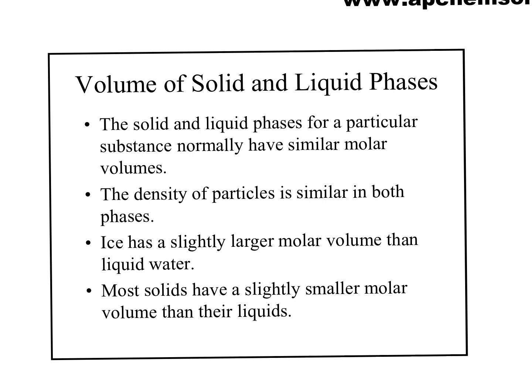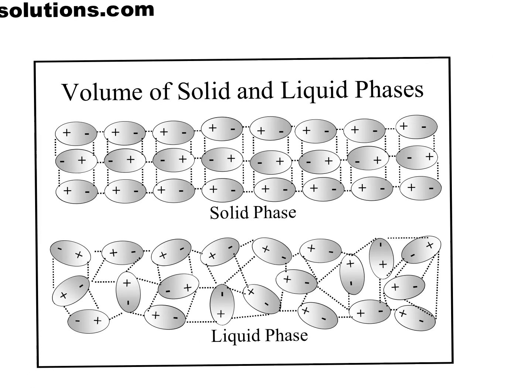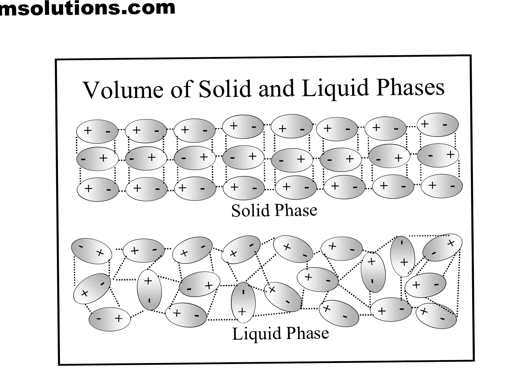Water's weird. We've said this before. Ice has a slightly larger molar volume than liquid water. So that's because the ice spreads out to form those nice, neat hydrogen bonds. Most solids, though, have a slightly smaller molar volume than liquids, and they will sink in the liquid version of themselves. All right, so in the solid phase, they can usually line up really nicely and have these really pretty intermolecular forces, these little attractions happening here. In the liquid phase, they're a little more sporadic.